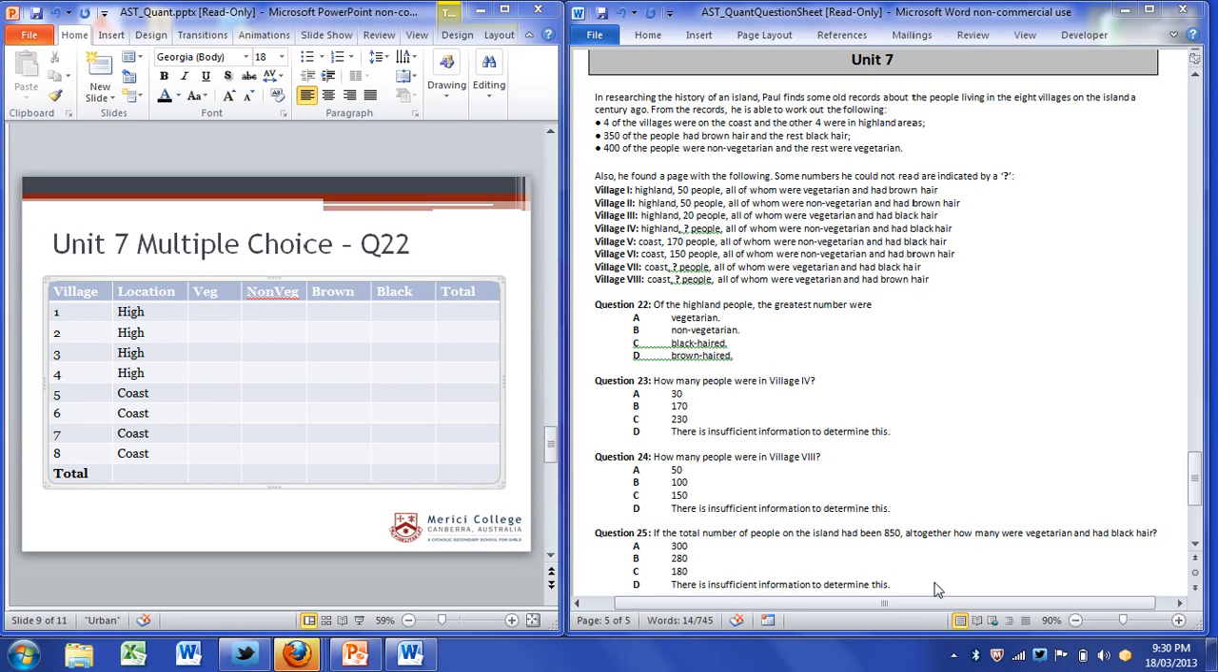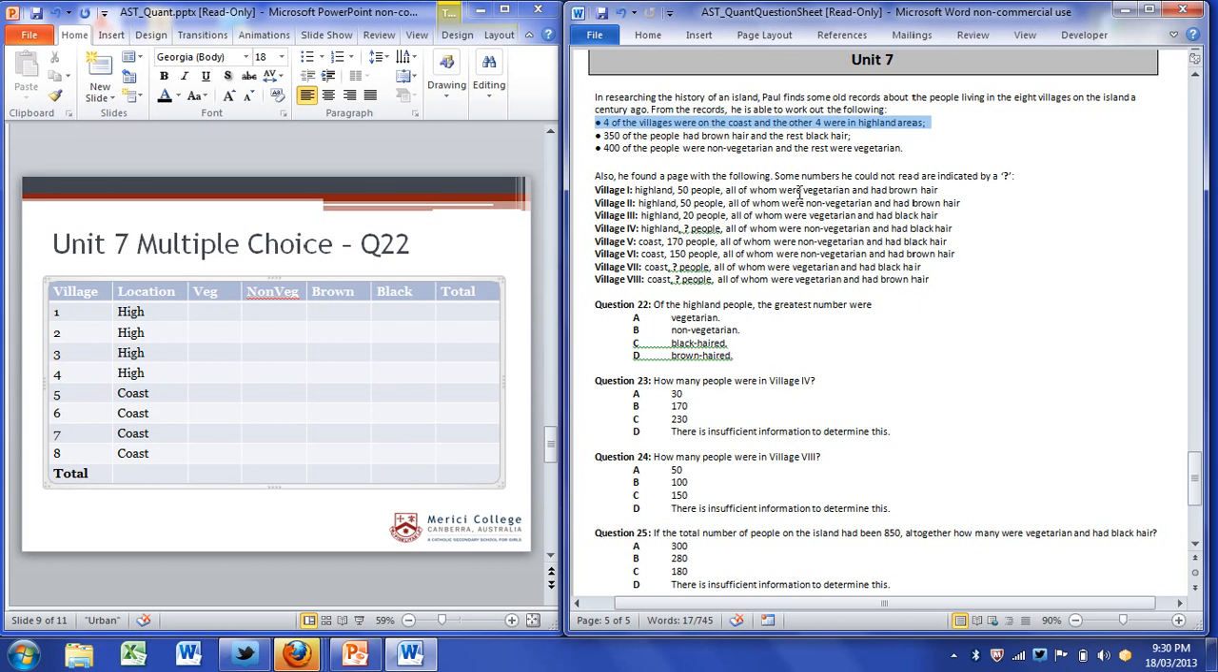So to start with, I've just set up a grid that I've listed the villages, and at the top of the question it says that 4 of the villages are on the coast and 4 in the highlands. So I've just broken 4 and 4. I've also then put the characteristics, so they could be either vegetarian or non-vegetarian, or they could have brown or black hair. I've also put a total in. So I've just set up a very basic grid.